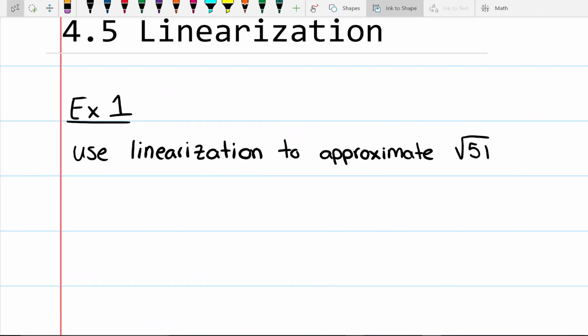Example 1. We're going to use linearization to approximate the square root of 51. Up to now, we know that the square root of 49 is 7 and the square root of 64 is 8. So we know that the square root of 51 is somewhere between 7 and 8. We're going to use linear approximation in order to actually evaluate the square root of 51. I'm going to break this down into a couple steps.